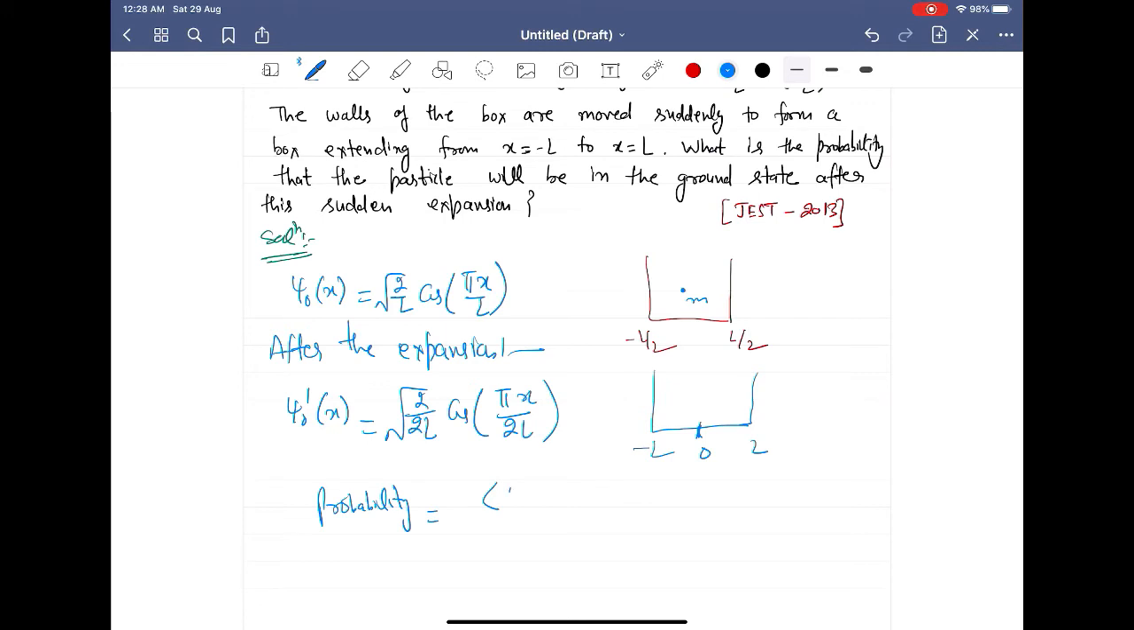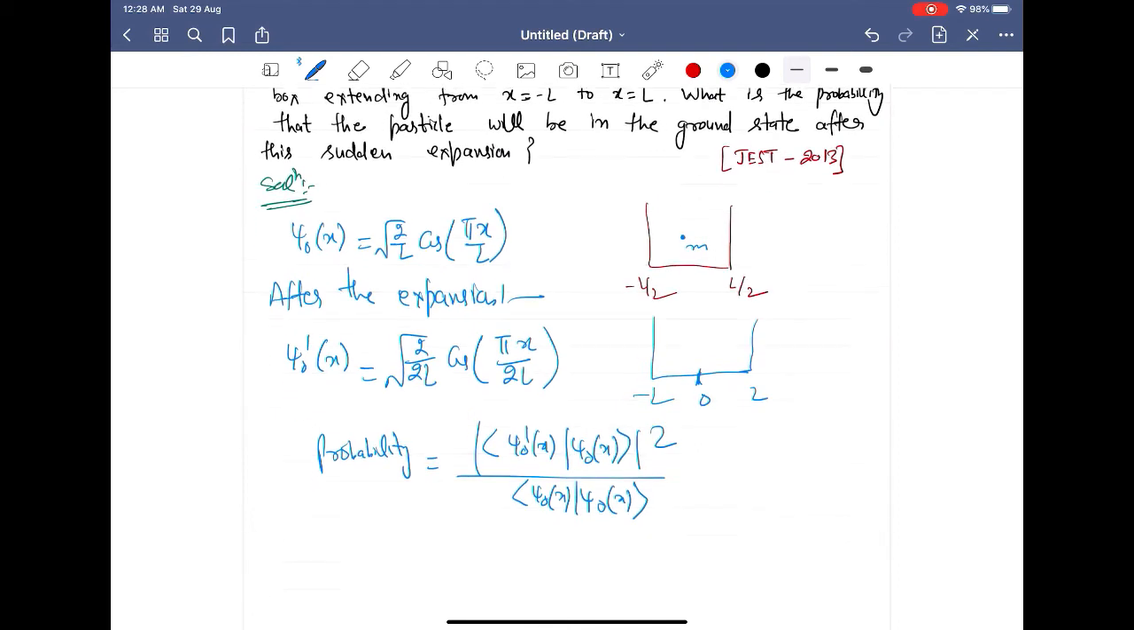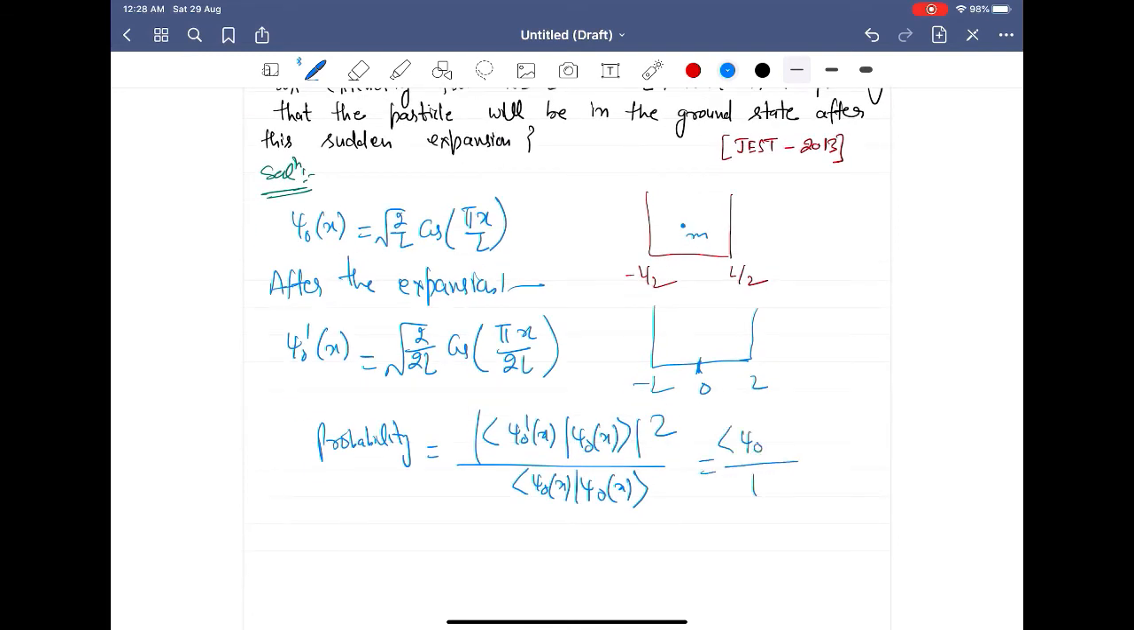in the Dirac notation, the magnitude squared of the overlap of psi prime 0 x with psi 0 x. Now this psi 0 x is normalized, because if we integrate this cosine squared from minus L by 2 to L by 2, we'll find that this is a normalized function. So the denominator is going to be 1, and we need to calculate the numerator. So let me calculate the numerator. First of all, let me calculate this, then I will square it.